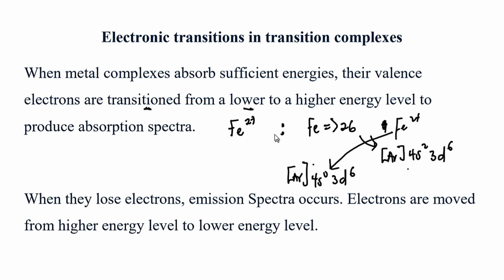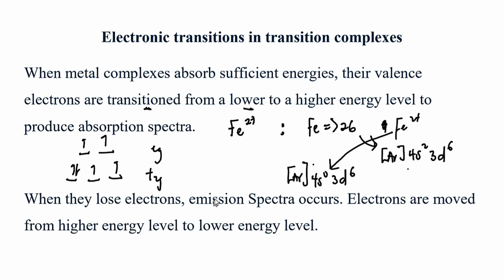Let's say this is an octahedral complex. So for octahedral we're going to have this, right? The 6 electrons fill in like this: 2, 3, 4, 5, 6. This is the t2g and this is the eg. Basically, this electron here can transition to a higher energy level when a sufficient amount of energy is absorbed.